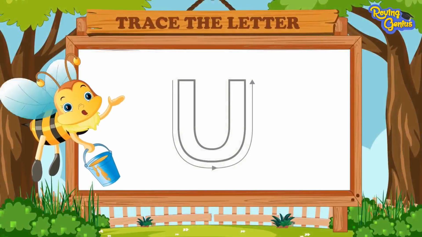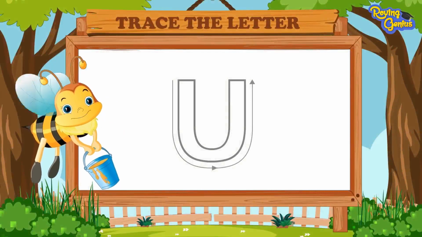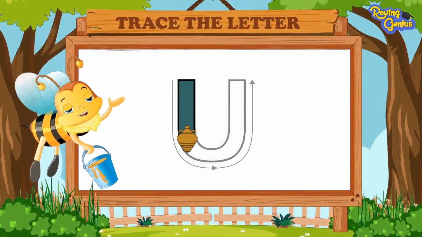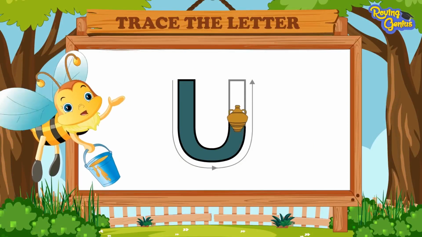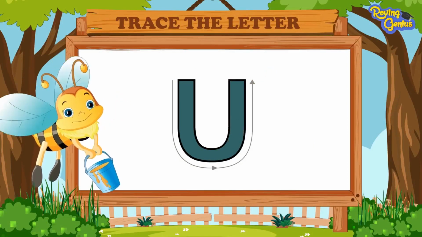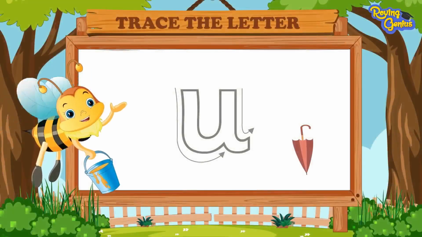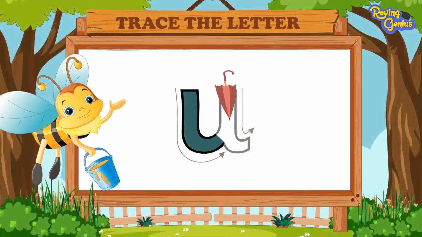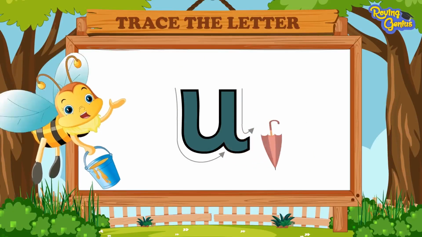Let's learn how to trace U with these fun rhymes. Big U is just like a cup. Start by going down and then curve up. Curve down and up. Then down once more. Little U is a cup that's ready to pour.